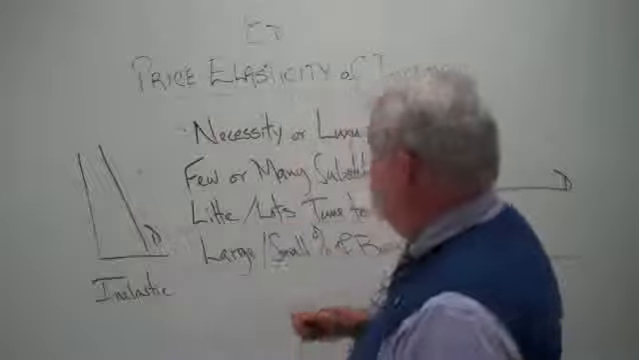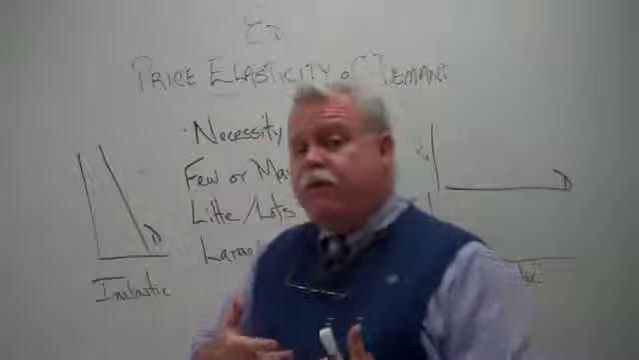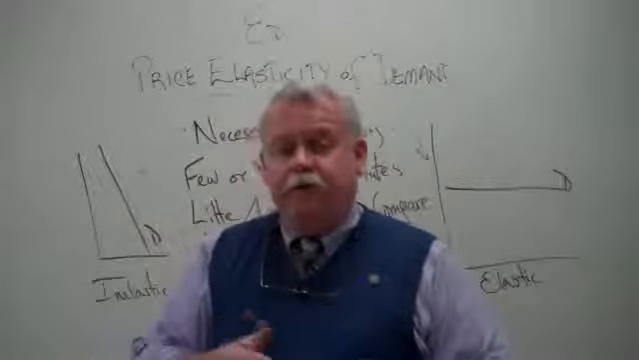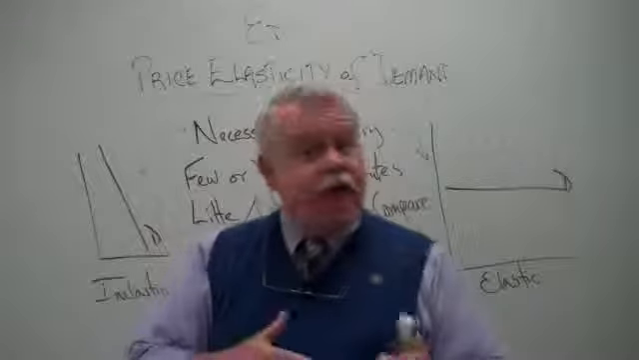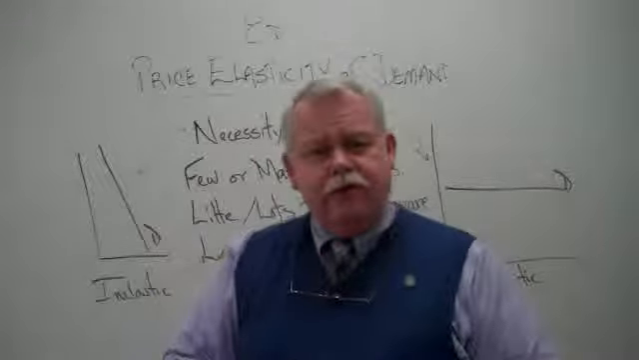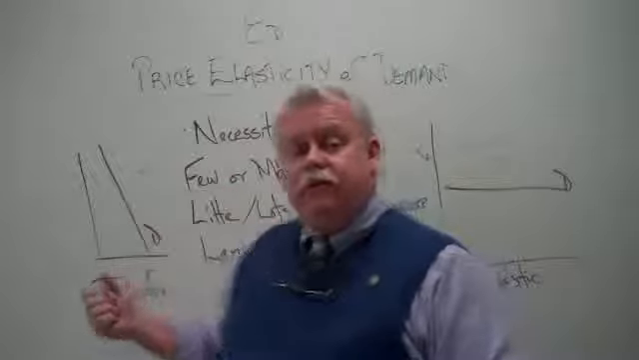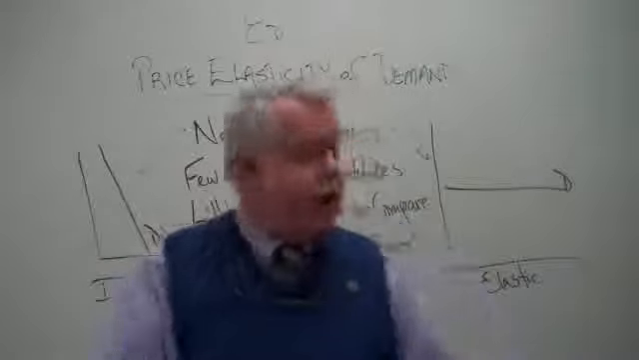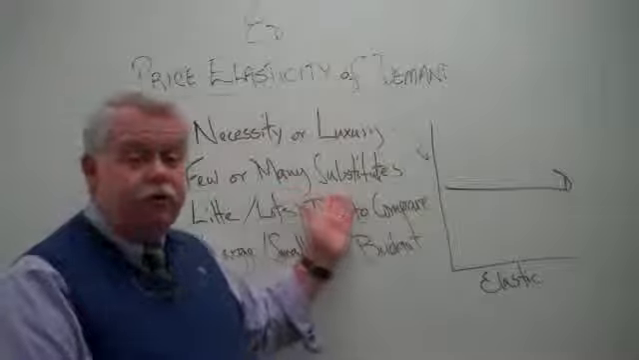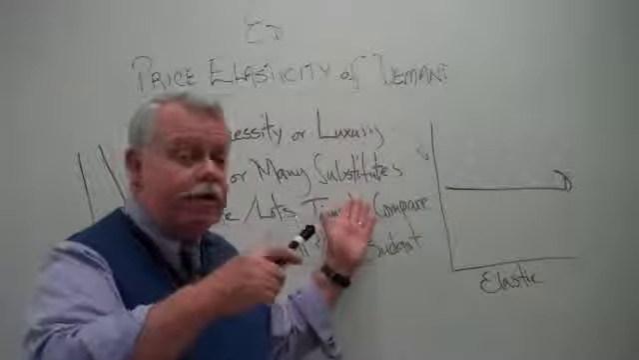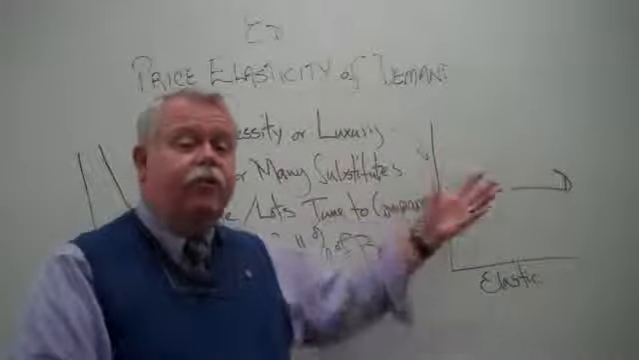What else? If there are very few substitutes for the product, how many substitutes do you know for insulin? Or for gasoline when you're out of gas? If there are very few substitutes for the product, the demand tends to be very inelastic. On the other hand, if there are a lot of substitutes, then when the price of that product goes up, we buy something else, easily substitutable.